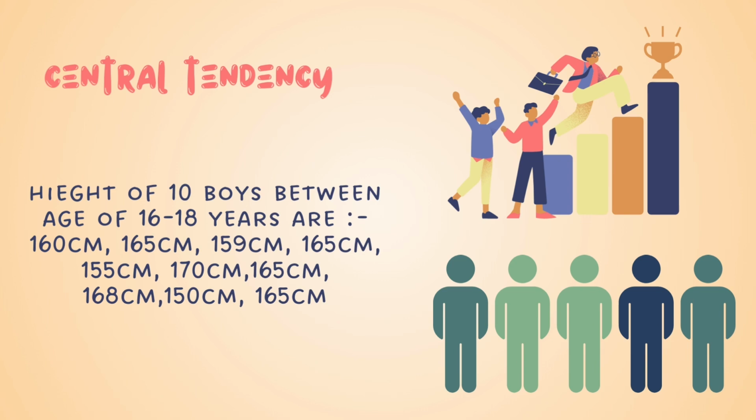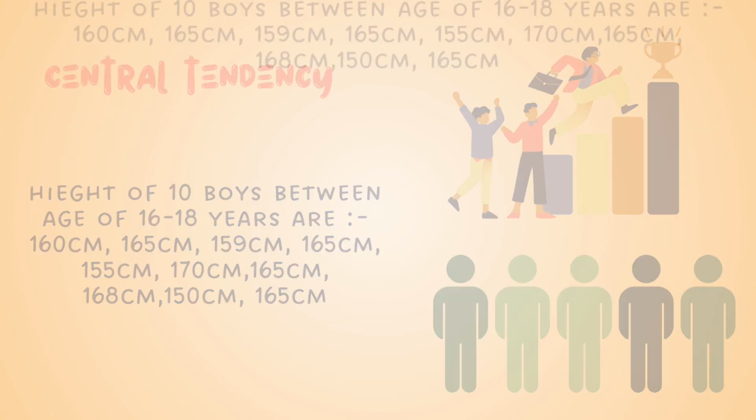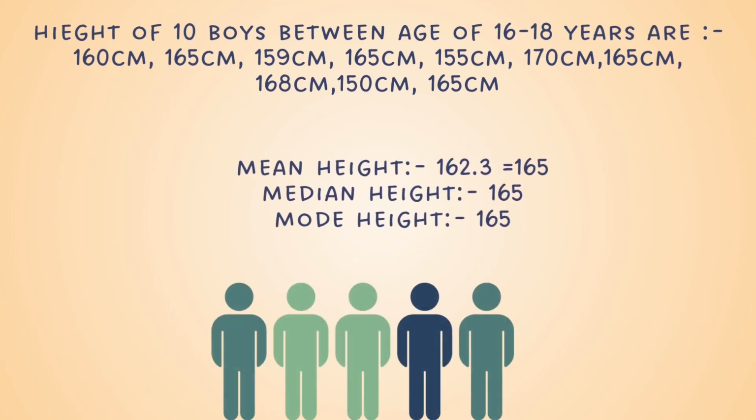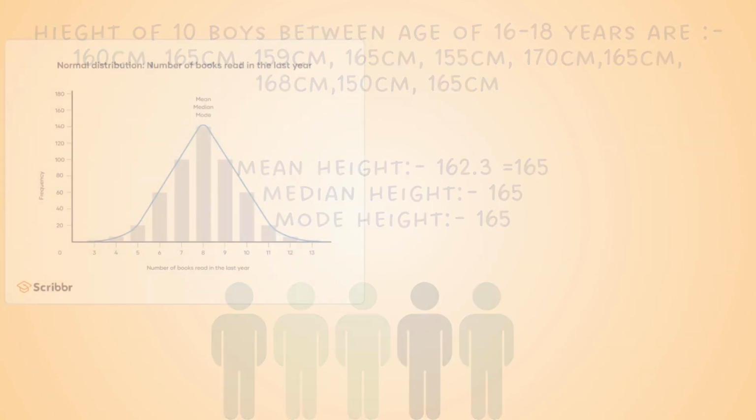Mean you can calculate by adding the sum of all the values and dividing by 10. For median, you arrange all this data in ascending or descending order. If you have 10 values, the one in the center, the fifth position, is the median. And mode is the value repeated the highest number of times. Among all of this, we see that 165 centimeters is repeated more times than the others. So the mode is 165.